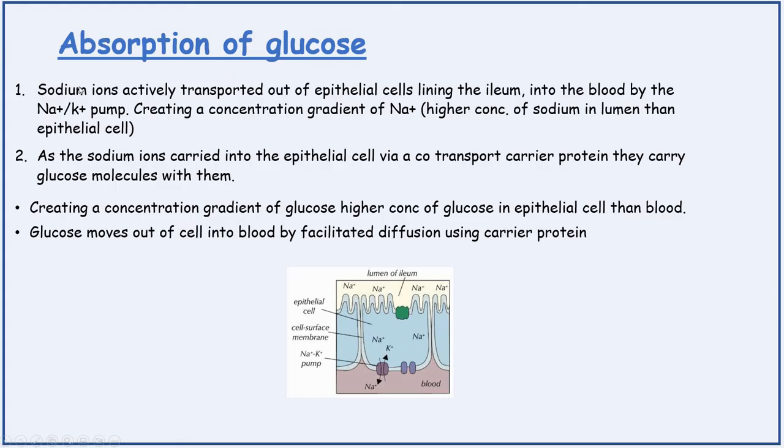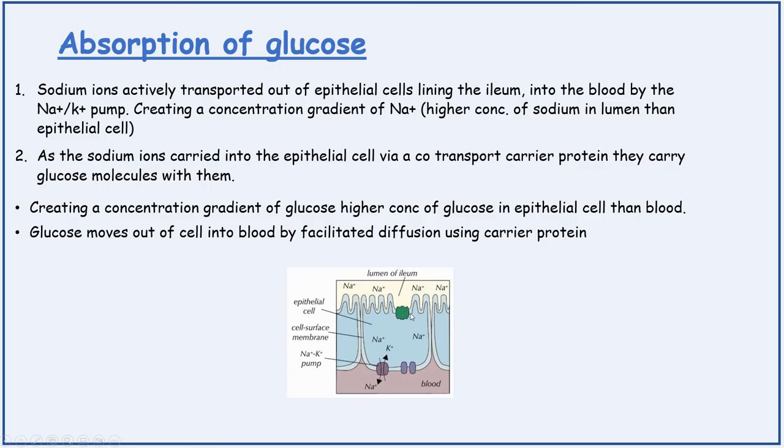Absorption of glucose now. Sodium ions are actively transported out of the epithelial cells lining the ileum into the blood by the sodium-potassium pump. This creates a concentration gradient of sodium, a higher concentration of sodium in the lumen than in the epithelial cell. The sodium ions are carried into the epithelial cell via a co-transporter carrier protein, and they carry glucose molecules with them.